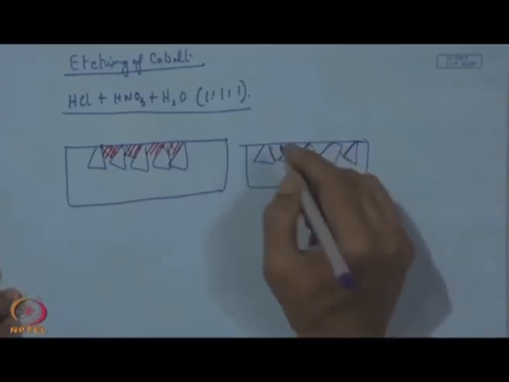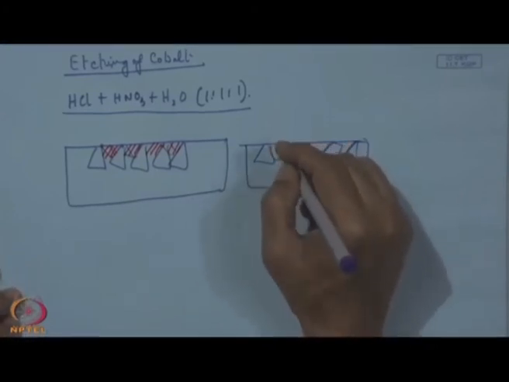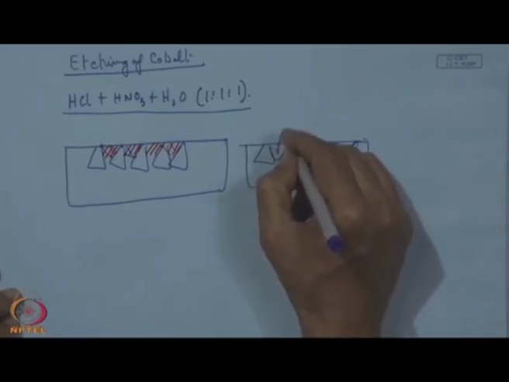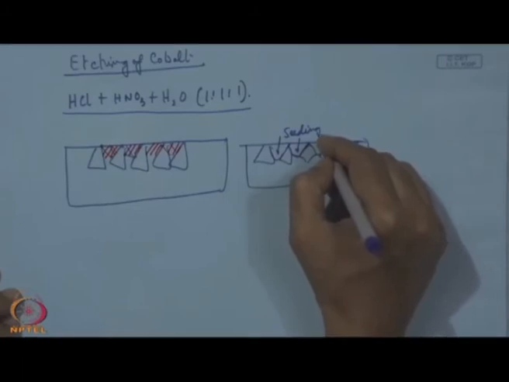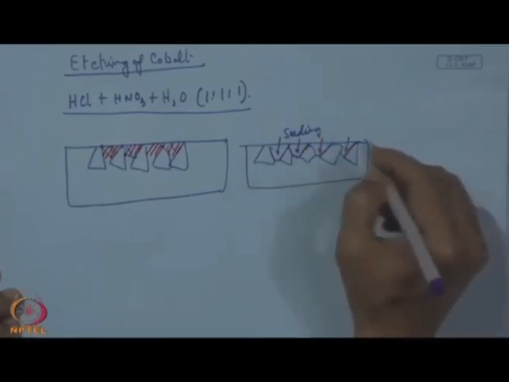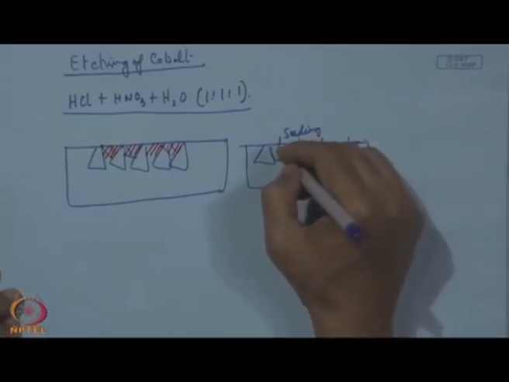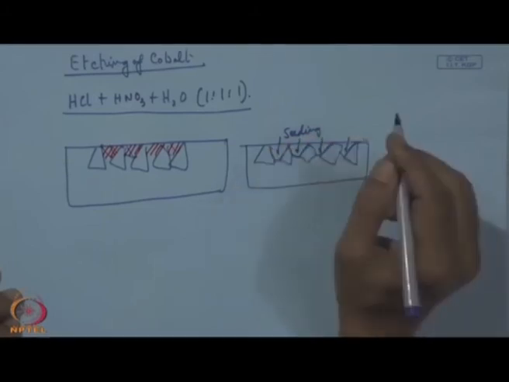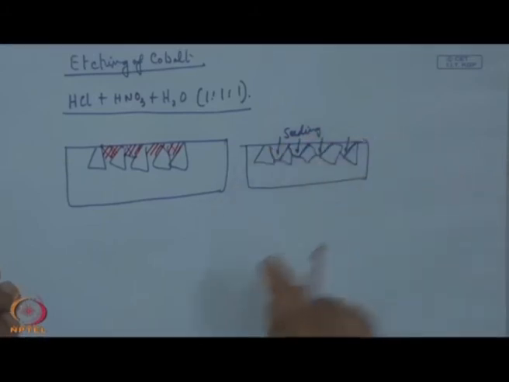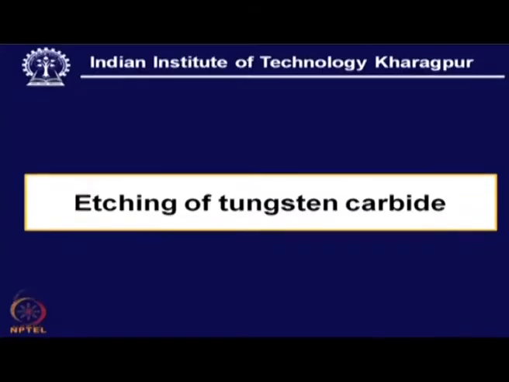So, here this is the cavity, and here we go for some kind of diamond seeding. So, this diamond dust will fill this space, and which will be later used for further growth of diamond. So, this is one way of doing the thing, but there is another school of thought, etching the tungsten carbide.